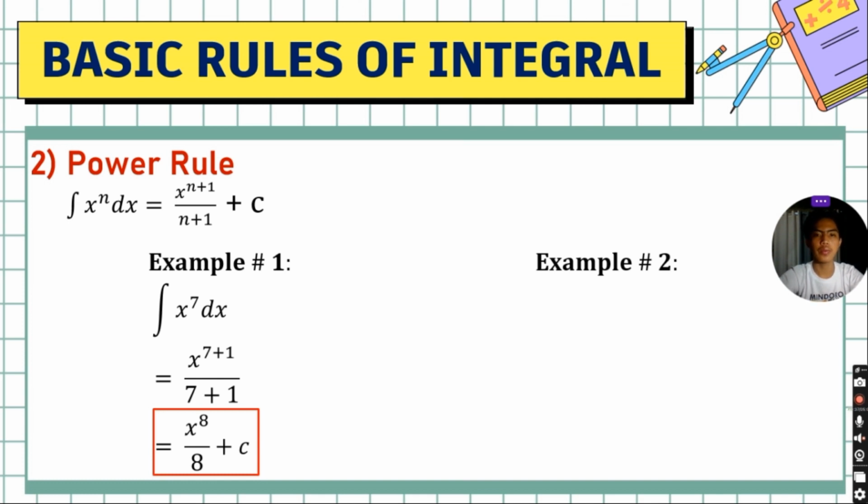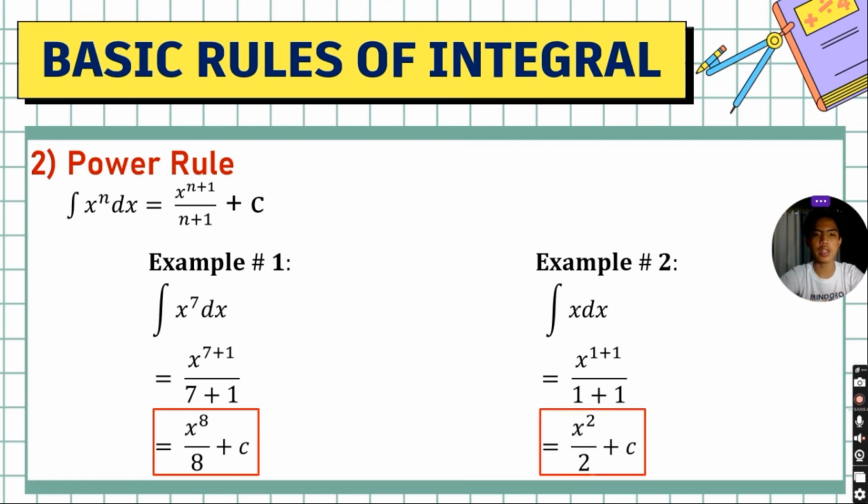Second example, the integral of x dx. x has an exponent of 1, then add 1 all over the exponent plus 1. So, x squared over 2 plus c is the final answer.